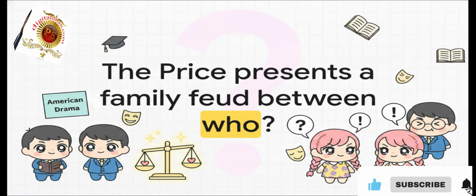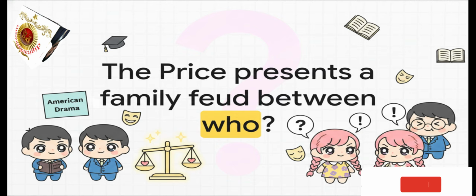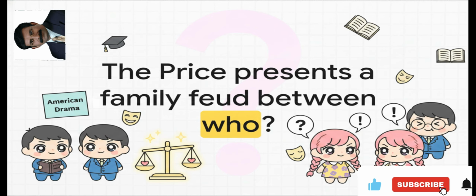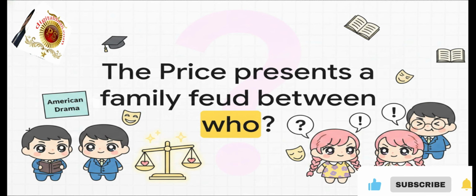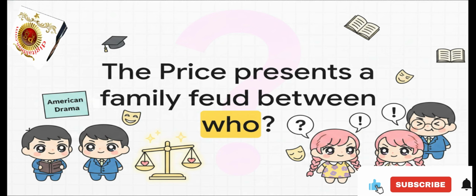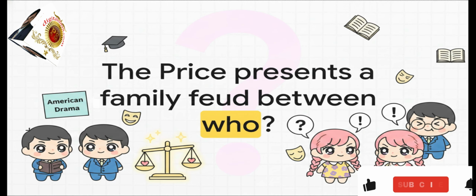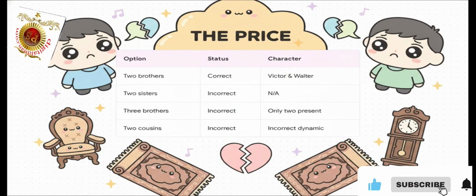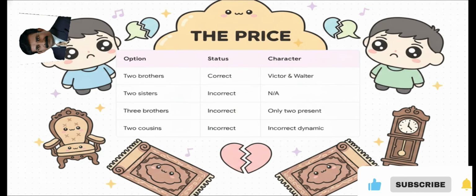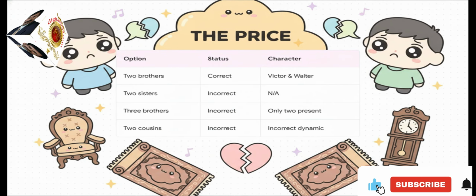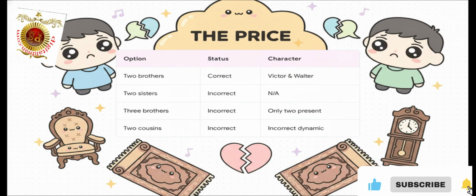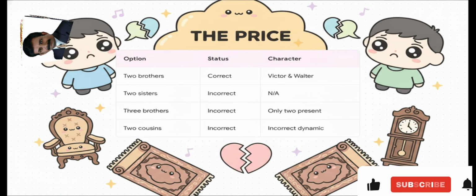To round out our modern theater cluster, we're crossing over to American drama to look at Arthur Miller's 1968 play, The Price, and the specific relationships it tests. Does it present a feud between 2 sisters, 2 brothers, 3 brothers, or 2 cousins? You know, examiners absolutely love testing your knowledge of character dynamics. Why? Because it proves you actually know the plot, not just the title on the cover.